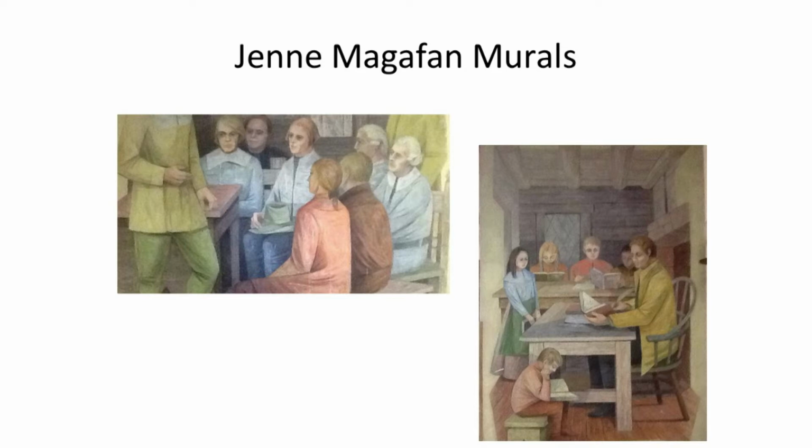But the other interesting thing, this is a little sideline, is that Jenne Magafan was an identical twin with her sister, and they were not only identical twins, they were mirror image identical twins. So if, for instance, one is left-handed, the other one is right-handed. If one has a cowlick that goes clockwise, the other one has a cowlick that goes counterclockwise. If one had a mole on their right leg, the exact same mole would be on the left leg of the other twin. So just a little sideline there about Jenne Magafan.